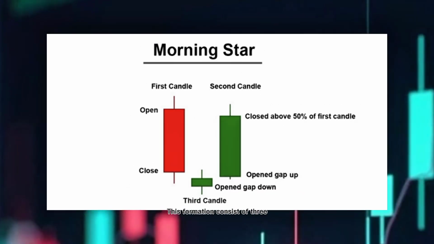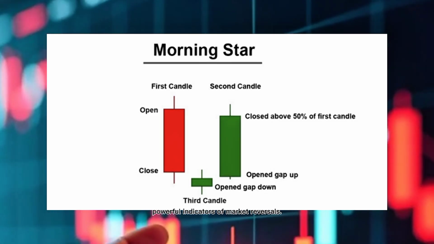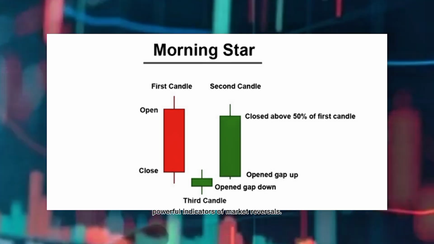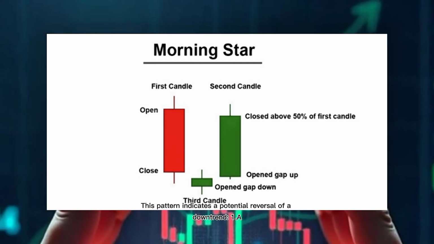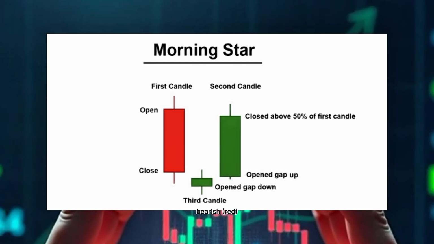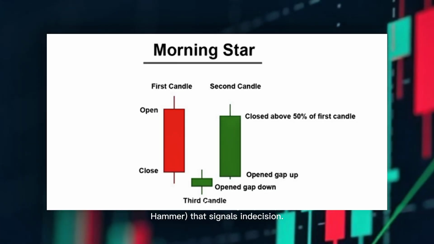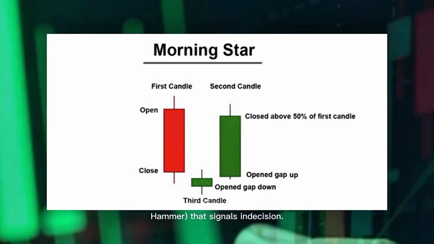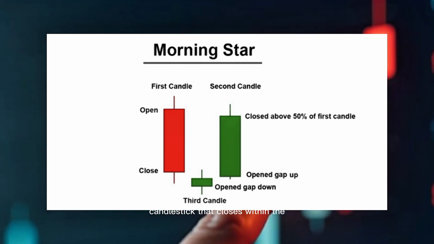Morning star. This formation consists of 3 candlesticks and serves as a powerful indicator of market reversals. Let's break them down. Morning star. This pattern indicates a potential reversal of a downtrend. 1. A bearish, red, candlestick showing selling momentum. 2. A candlestick, spinning top, doji, or hammer that signals indecision. 3. A bullish, green, candlestick that closes within the upper 40% of the range of the first bearish candle.